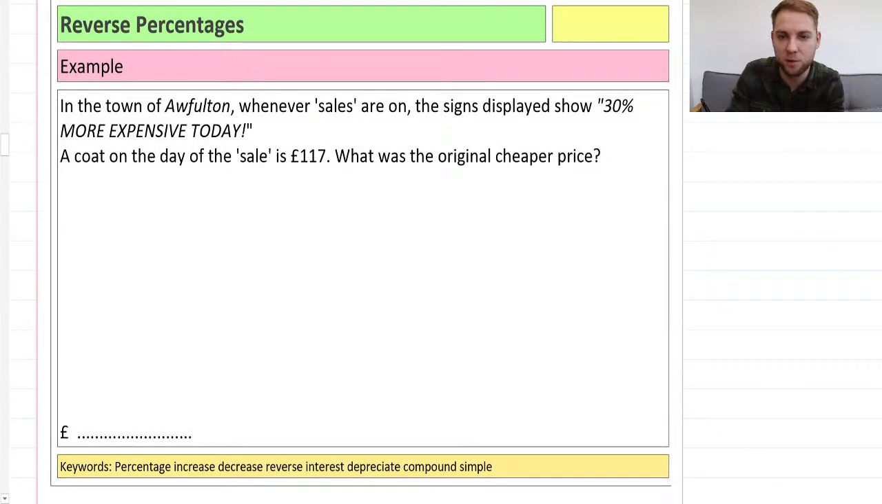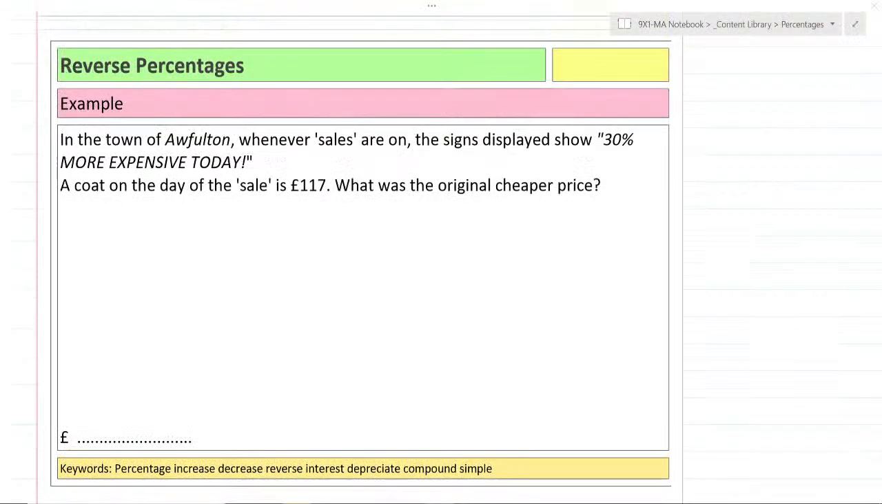Alright, this is a past paper question. Have a go at this one yourself. I think you should fly through it.